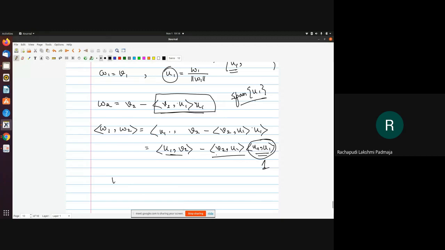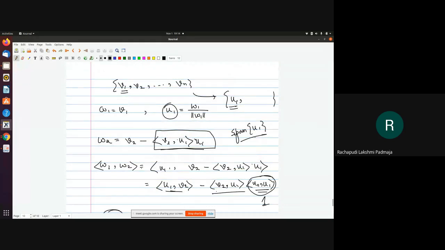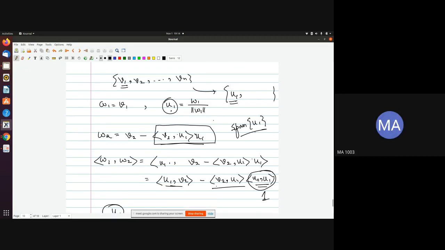Sir, W1 is V1, no? So W1 first is V1. Right. So in the first place, we need to write V1, no, sir? No, I have created U1, which is V1 divided by its norm. Yes, sir. So I am getting my new vector U1, which is a unit vector. That is what I call U1.